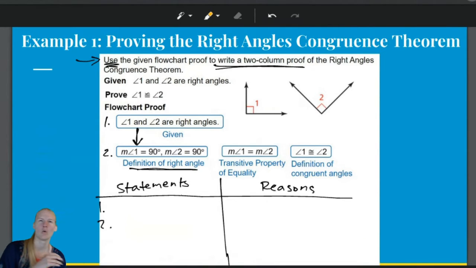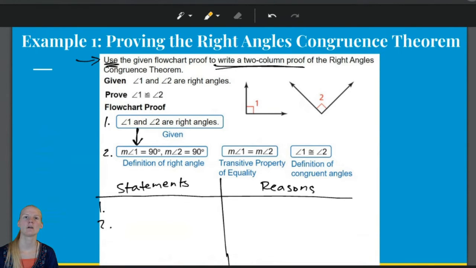But why? So angle 1 and angle 2 are right angles. Then I jump to them being 90 degrees. How do I know that angle 1 and angle 2 are 90 degrees? Well, they are right angles. And what does it mean to be a right angle? It means that you have a measure of 90 degrees. So cool, that makes sense. That makes wonderful sense. I get that step, that arrow, I understand.